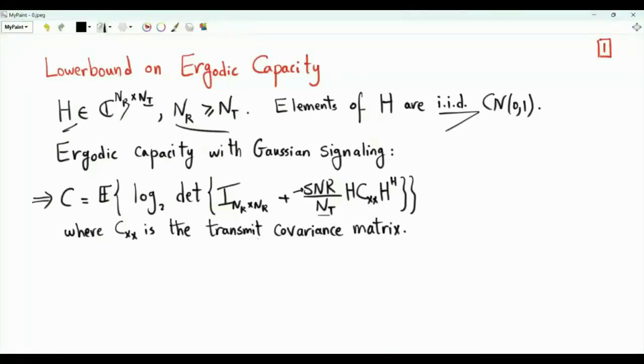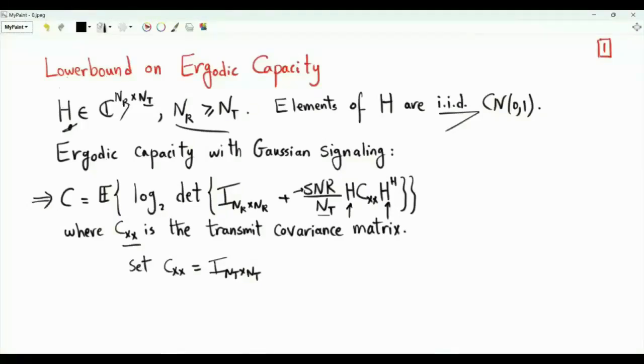NT again is the number of transmit antennas. H is our friend here, the channel matrix. It appears as H and H Hermitian. And between them, there is the transmit covariance matrix, which is CXX of size NT by NT. What we will do in this derivation is set CXX equal to the identity of size NT by NT. We can optimize over CXX to maximize the achievable rate.